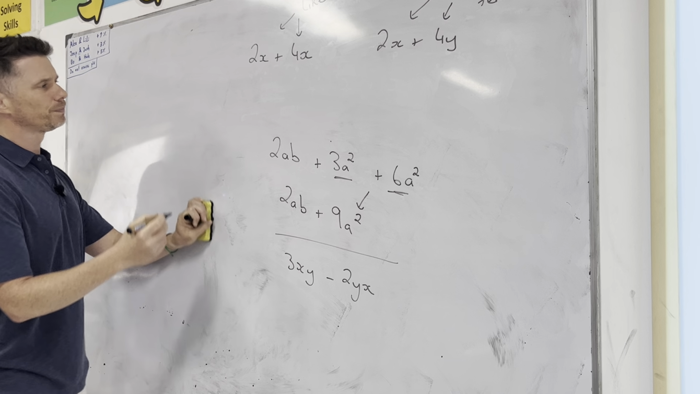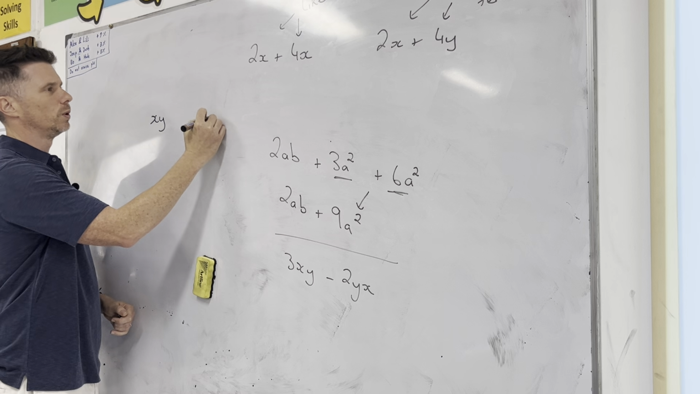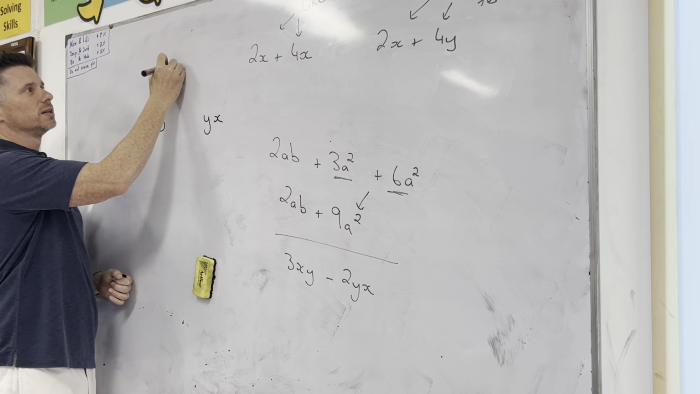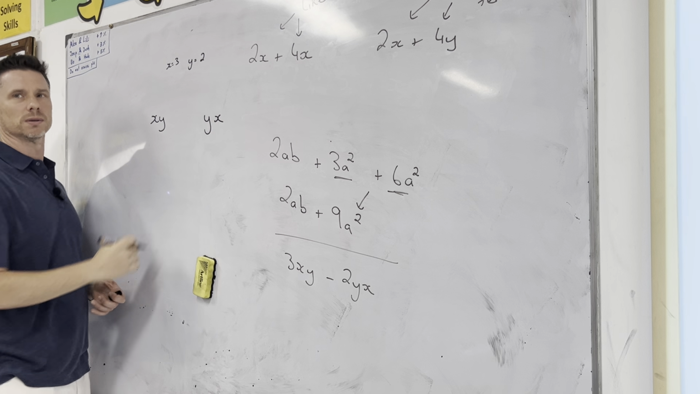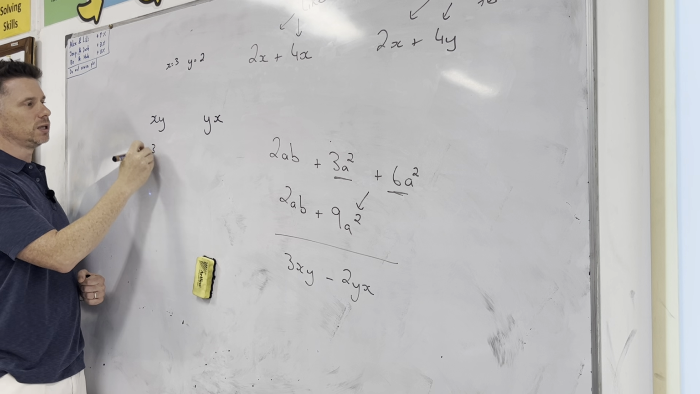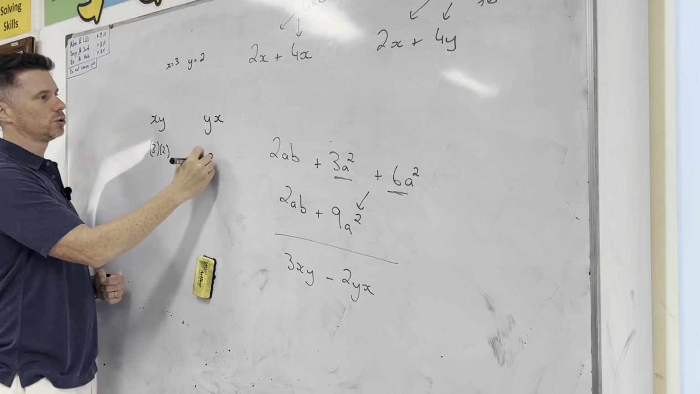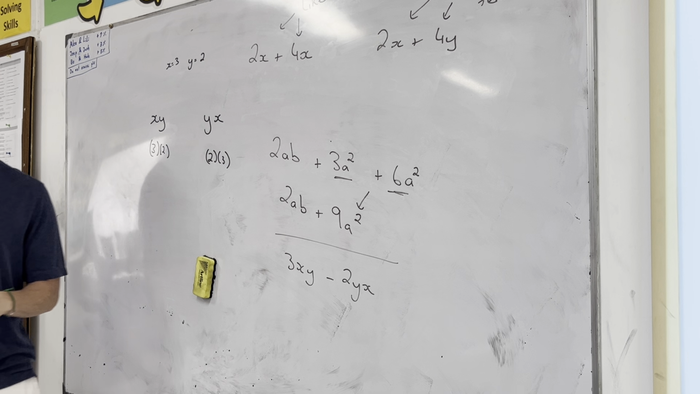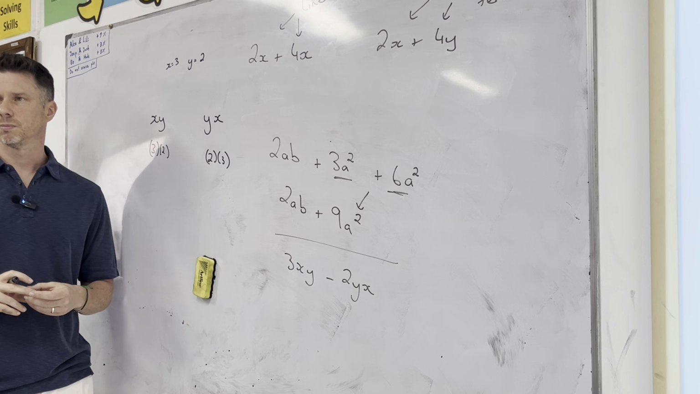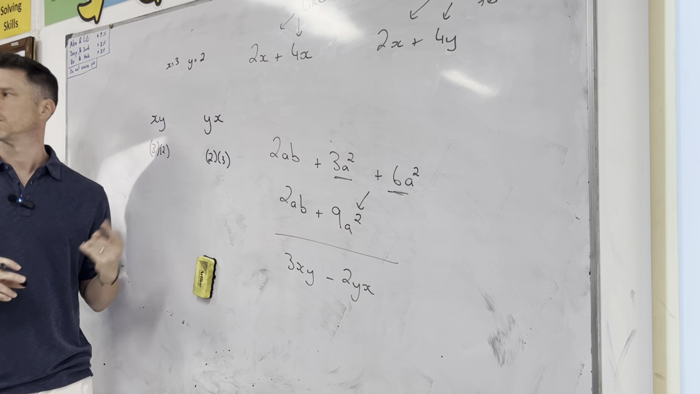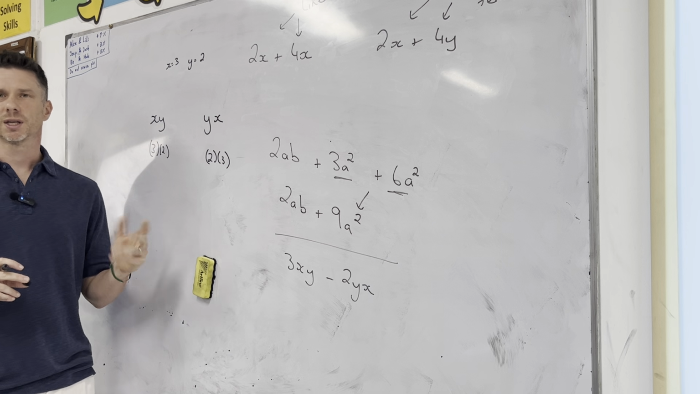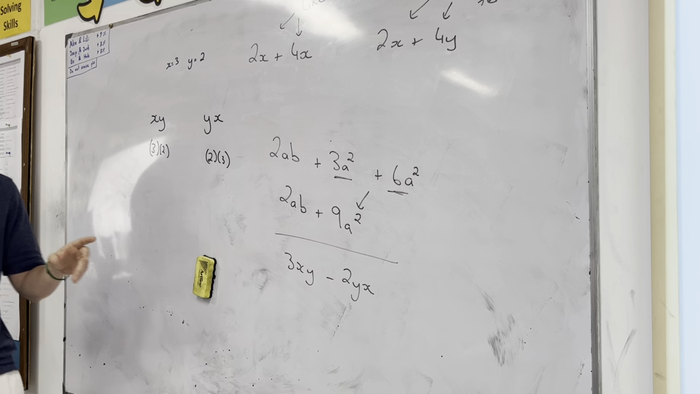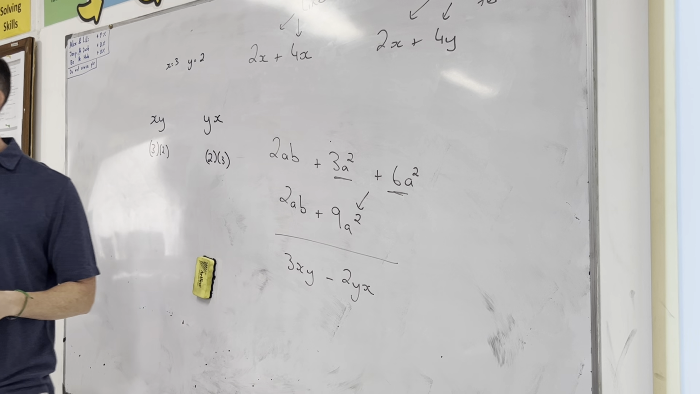Okay, let's think about it. xy, yx. Let's say we knew what x is and y. X is 3, y is 2. Is 3 times 2 the same as 2 times 3? Yeah. Is there ever a case where that multiplication would not be the same? Is 5 times 4 the same as 4 times 5? Always the same. That's the commutative property of multiplication. Doesn't matter what order you do it in, you get the same answer. So if these are in different order, they still can be combined.